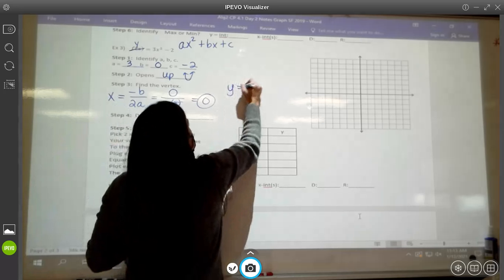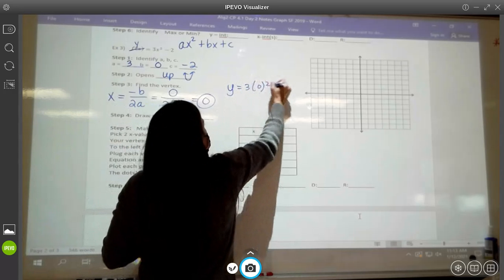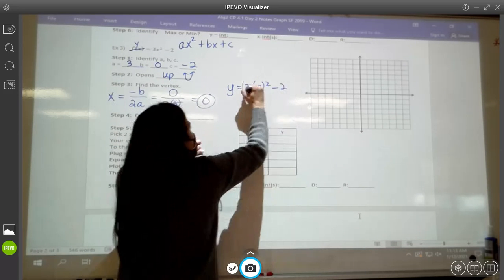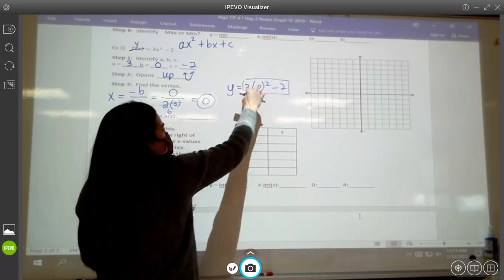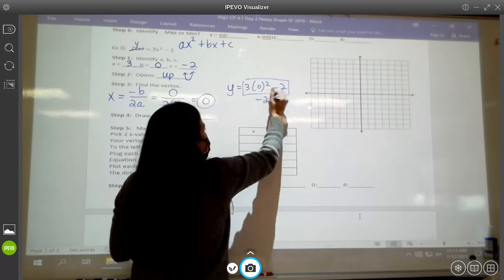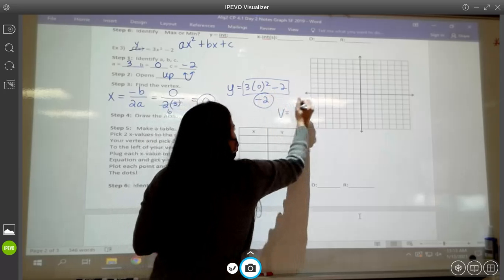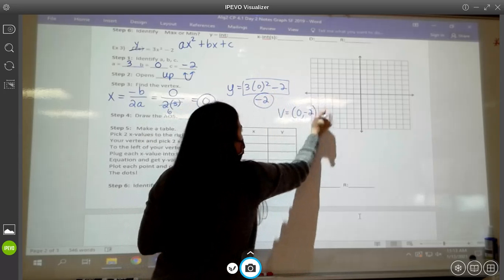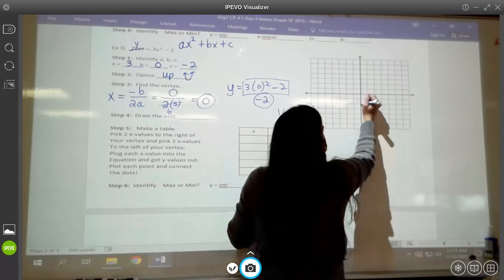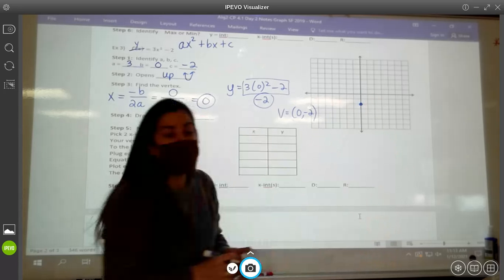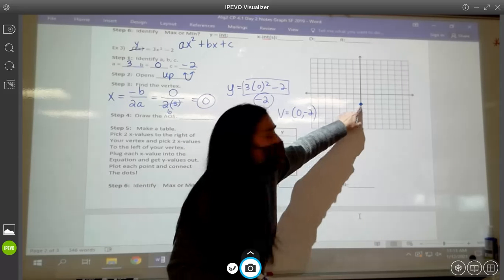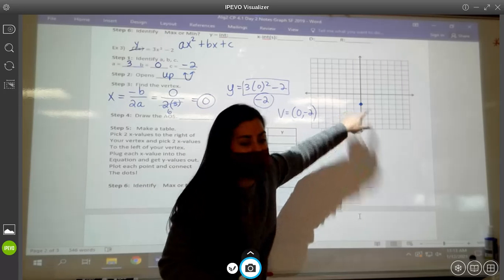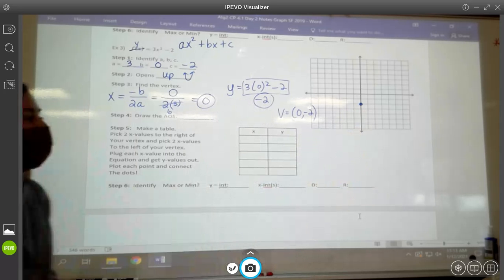So y will equal 3 times 0 squared minus 2. Plug that in. 0 squared times 3 is 0, minus 2 is -2. So that means your vertex is the point 0, -2. So put it right on your graph, right there. So it also means that your vertex also counts as the y-intercept because it's directly on the y-axis.